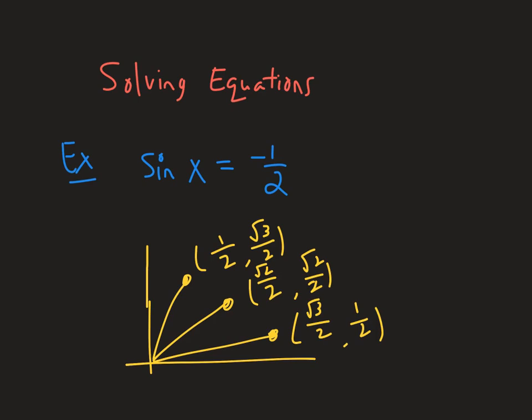Sorry, those in the middle one there. Let me rewrite those a little nicer. Okay, so I cleaned those up. So we have our cosine and our sine for the 30-degree angle, 45, and 60.